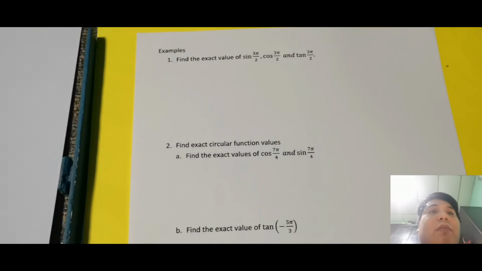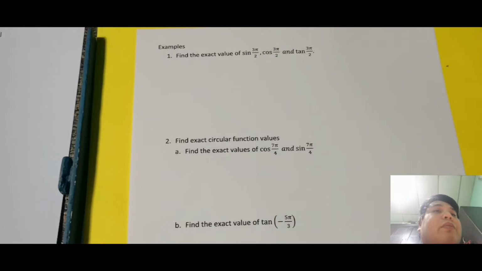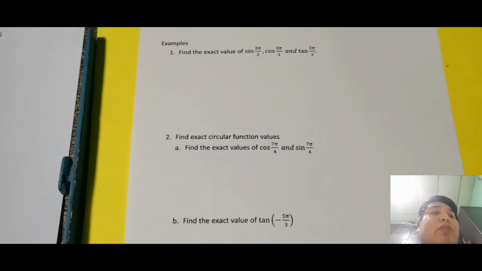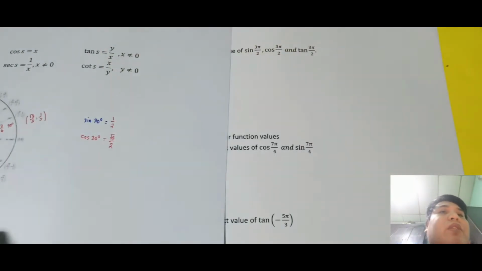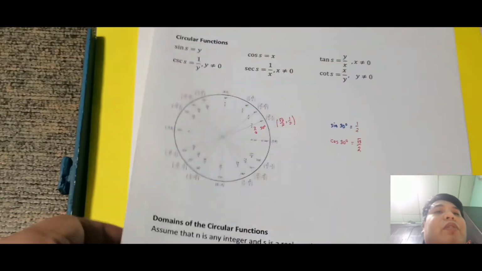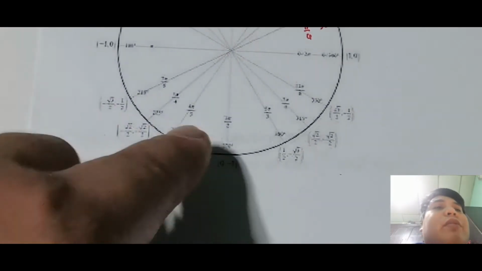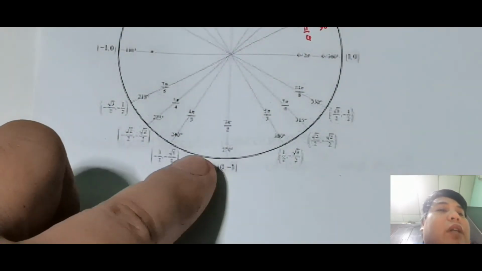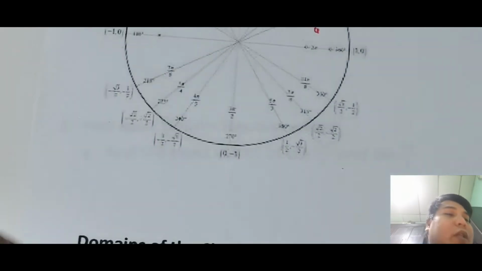Find the exact value of sine 3 pi over 2, cosine 3 pi over 2, and tangent 3 pi over 2. This is why I taught the circular functions, because these values will be useful. So, 3 pi over 2: let's check its coordinates. Zooming in, 3 pi over 2 is this one, which is 270 degrees, and its coordinates are 0, negative 1.